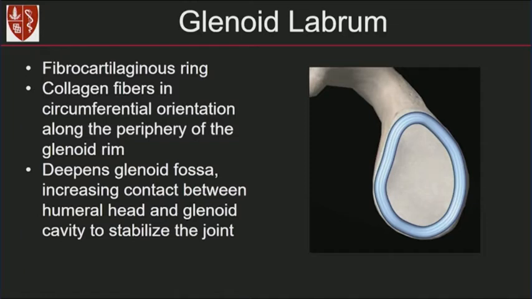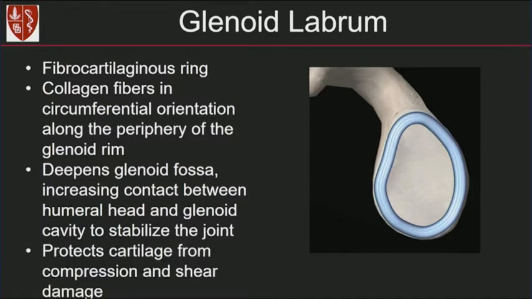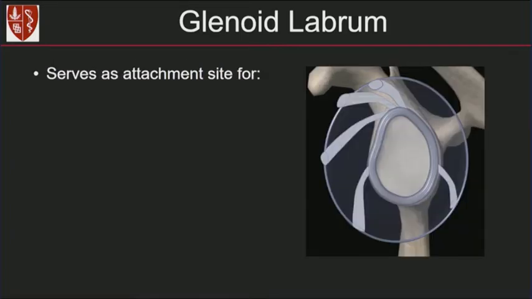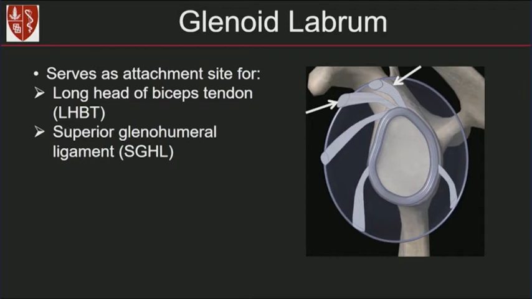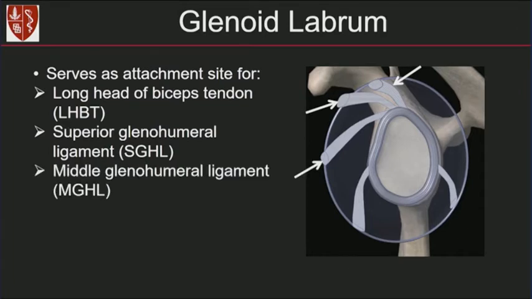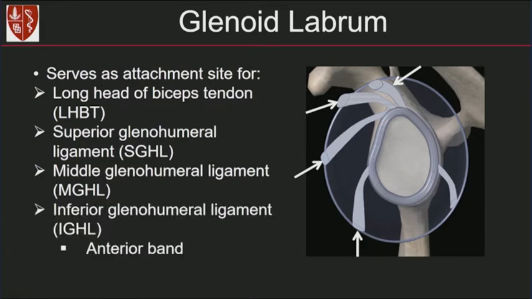It deepens the glenoid fossa, increasing the contact between the humeral head and the glenoid cavity to stabilize the joint. It also protects cartilage from compression and shear damage. The labrum serves as attachment site for the long head biceps tendon, the superior glenohumeral ligament, middle glenohumeral ligament, and the inferior glenohumeral ligament anterior band and posterior band.